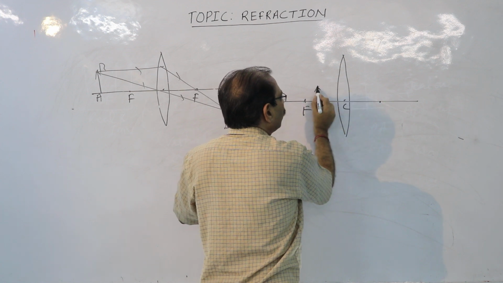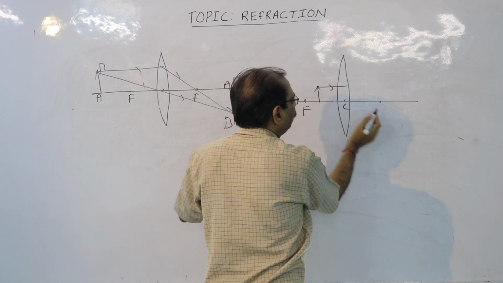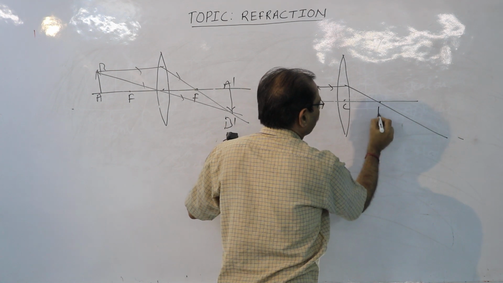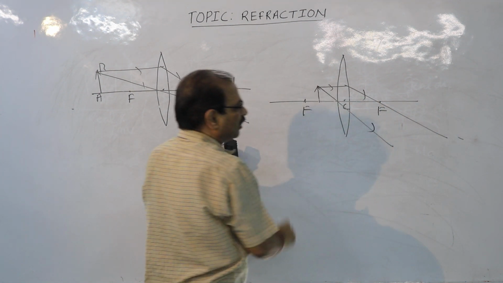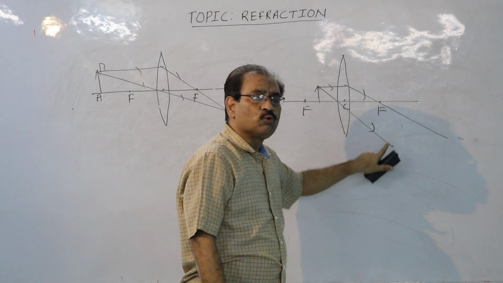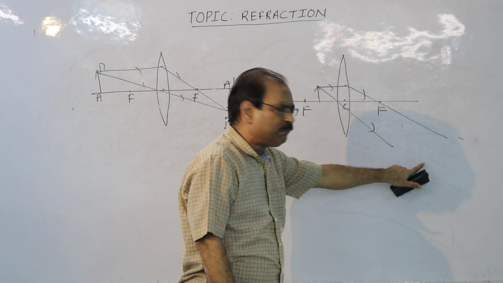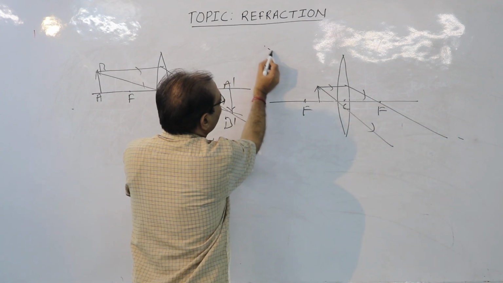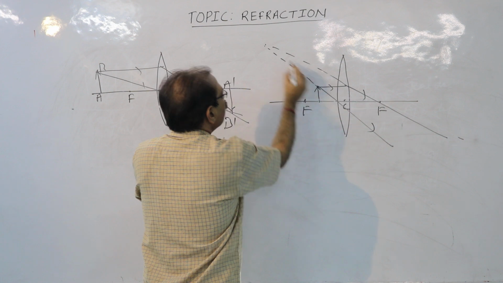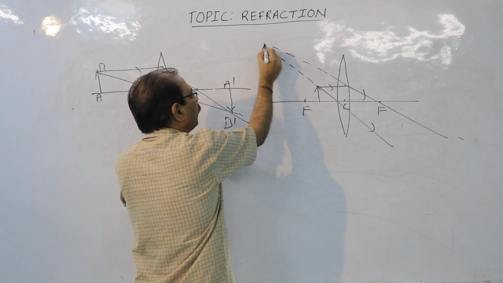If a ray is going parallel, it will pass through the principal focus in this manner. F is here. I take another ray through the optical center, it will go in this manner. Children, these two rays are diverging in nature. They will not be meeting anywhere in this region. If you see from here, it will appear as if the ray is coming from here. So the final image is formed at this point.